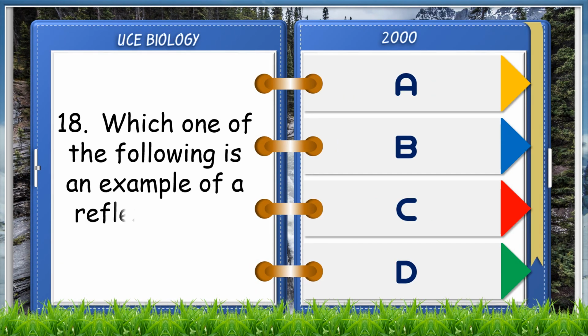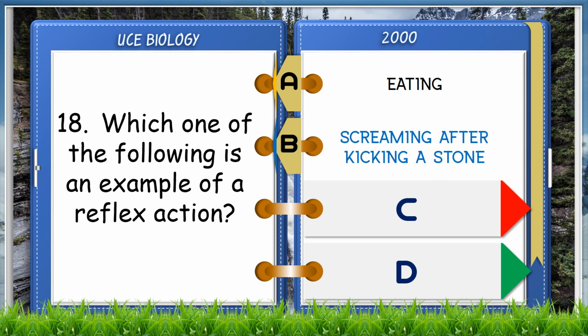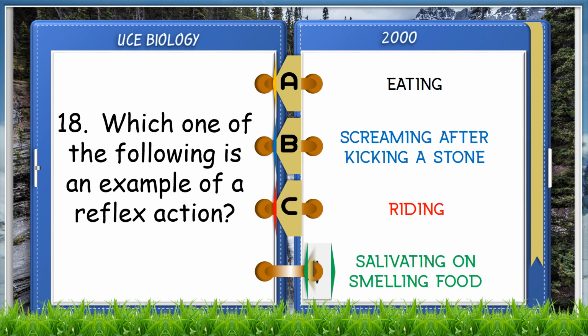Which one of the following is an example of a reflex action? A. Eating. B. Screaming after kicking a stone. C. Riding. D. Salivating on smelling food. The answer is B. Screaming after kicking a stone.